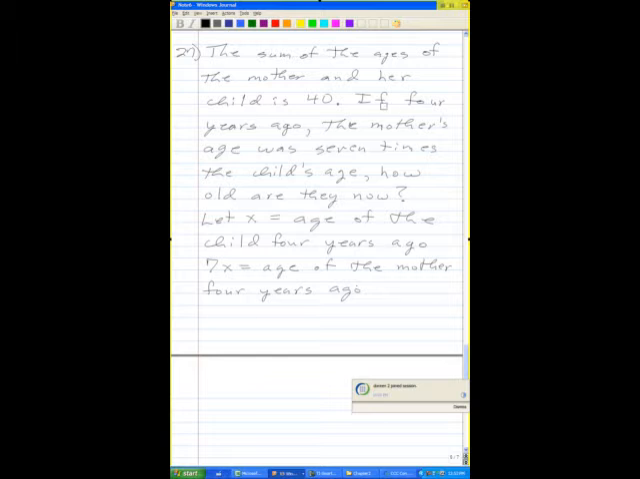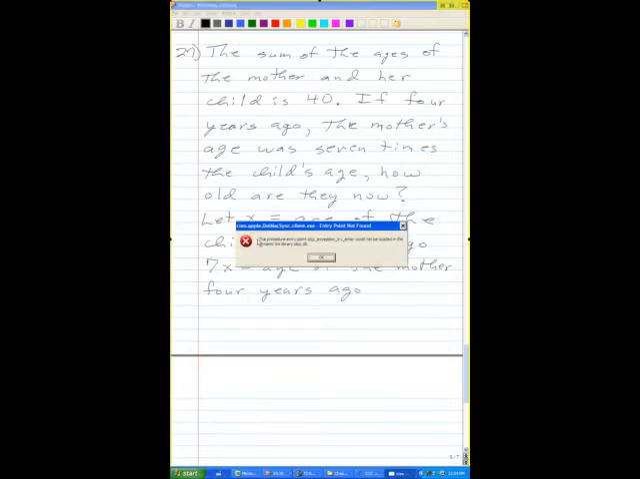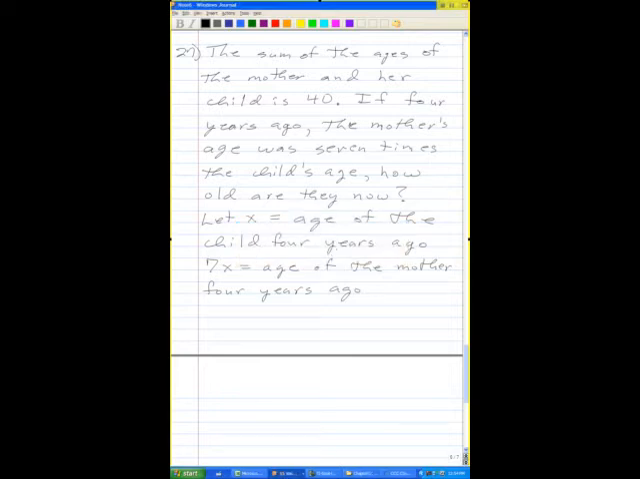Okay, so notice if 4 years ago, so we're talking about 4 years ago, the mother's age was 7 times the child's age, and so 7x, because x is the child's age 4 years ago. How old are they now? Well, let's see. Currently, the sum of their ages is 40.